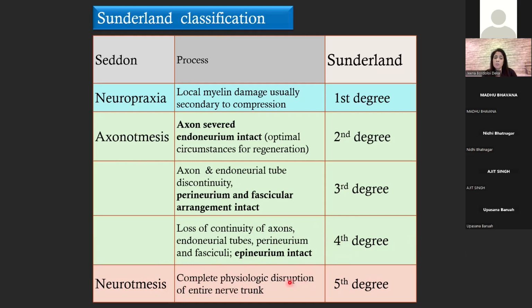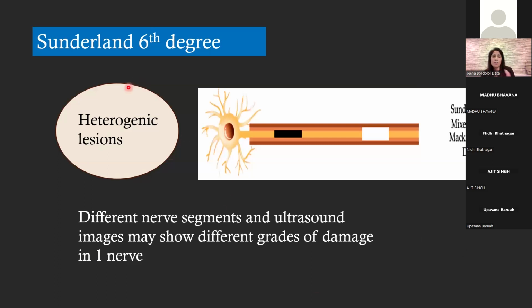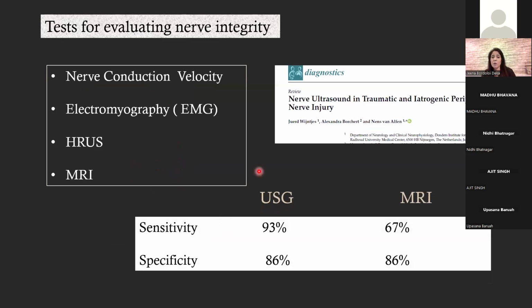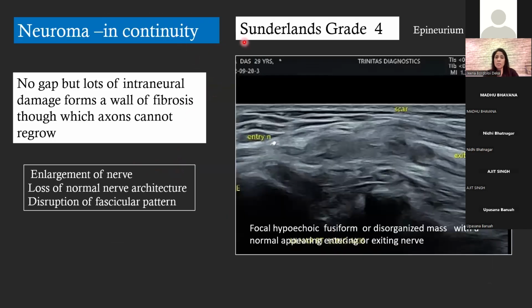There is a complete physiologic disruption of the entire nerve trunk, and this is the 5th degree where we have the formation of these stump neuromas. Then, of course, there is a Sunderland 6th degree, which are heterogeneous lesions, where different nerve segments and ultrasound images may show different grades of damage in one nerve. As you know, in imaging, high-resolution ultrasound and MRI are the main imaging modalities. And it has again been found in this paper that ultrasound has a higher sensitivity in evaluation of nerve trauma compared to MRI.